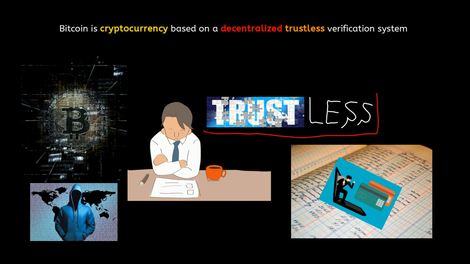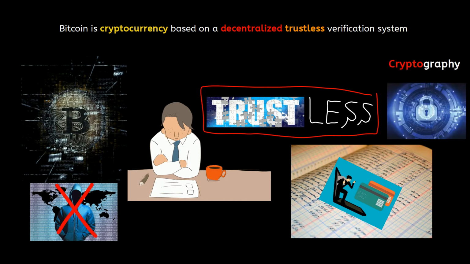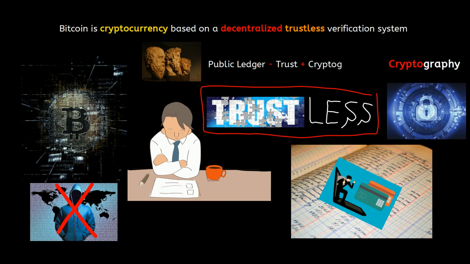To achieve a system that is trustless and fraud-proof, we need cryptography. So the Bitcoin philosophy is basically nothing more than a public ledger minus trust plus cryptography. That's why Bitcoin is called cryptocurrency. To understand the underlying principles, first we need to learn about digital signatures.